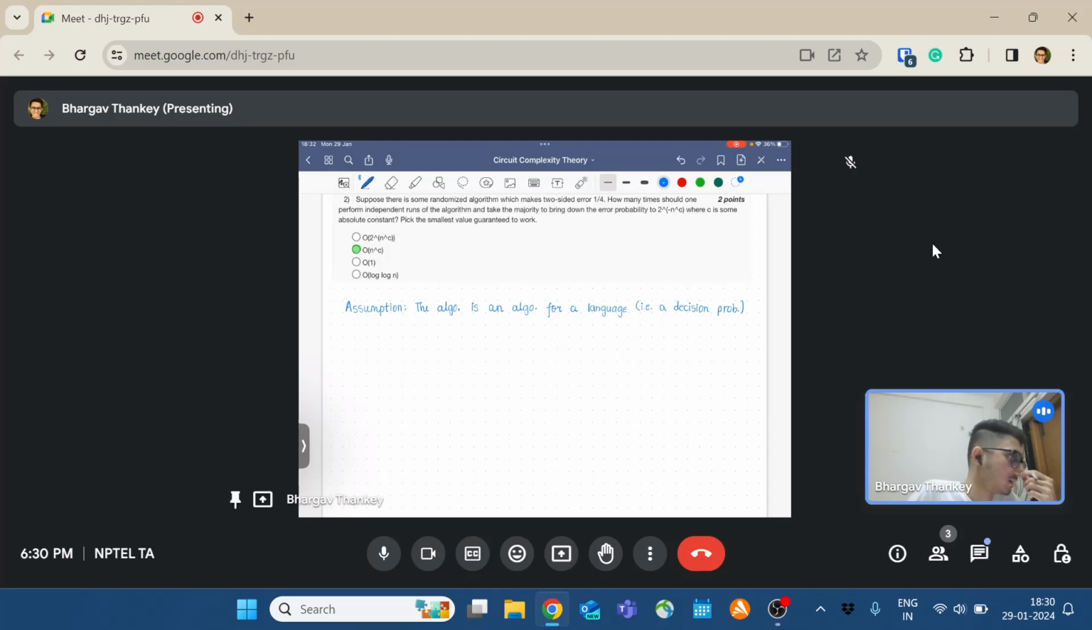For optimization, it's much similar to decision problems. Ultimately, your answer is a number, right? So one way to do it is to take the mean of all the answers you get, and then again take the median of all of those. There is something called the median of means trick which works.